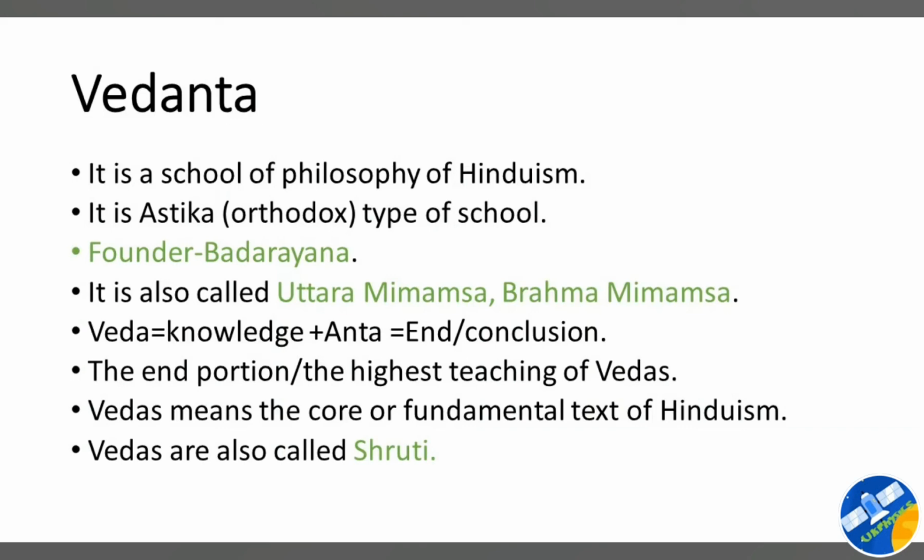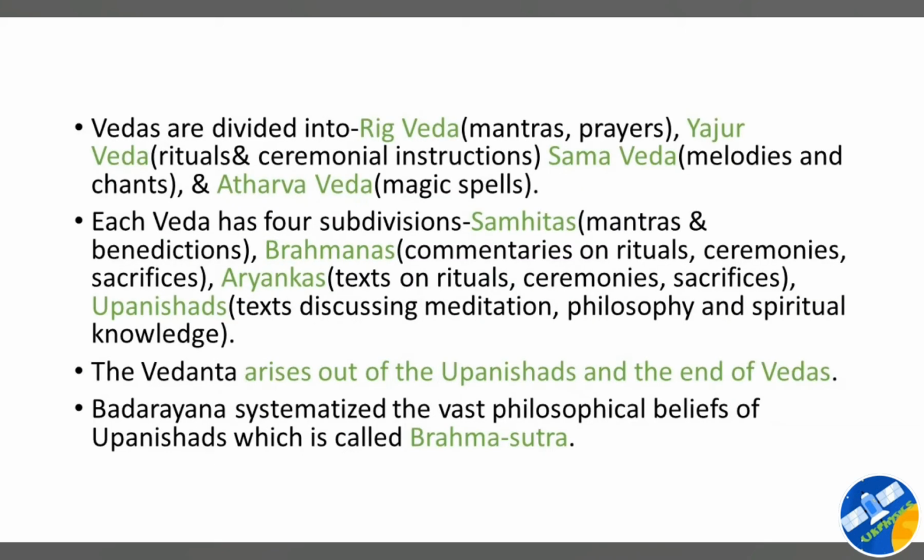Vedas are also called Shruti. This is very important to remember. Vedas are also called Shruti because earlier the people used to remember the Vedas by listening. That is, they used to hear it through their ears, and Shruti is the synonym for hearing. The Vedas are divided into four, which are Rig Veda, which contains mantras and prayers, Yajur Veda, which contains ritual and ceremonial instructions, Samaveda, which contains melodies and chants, and Atharva Veda, which contains magic spells.